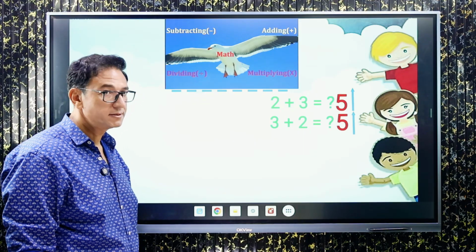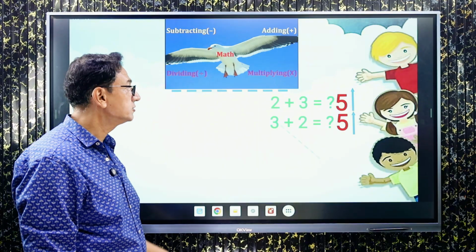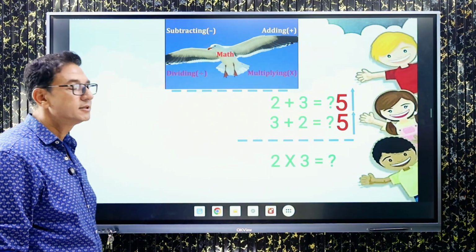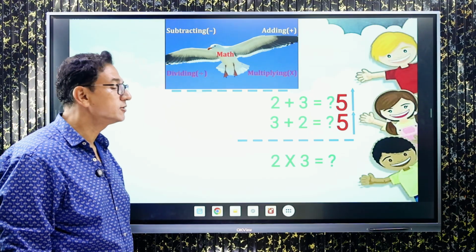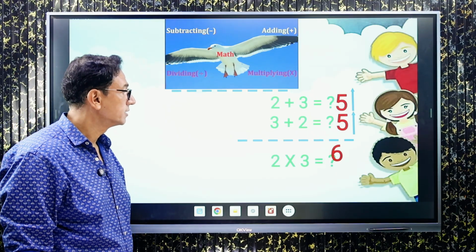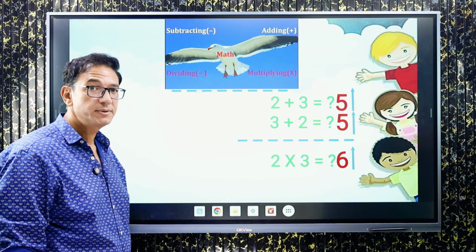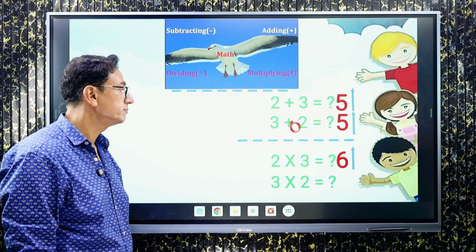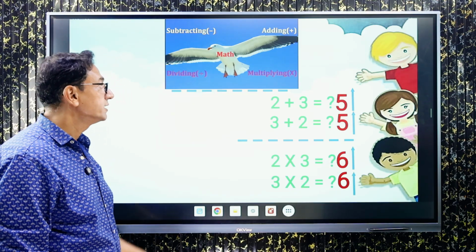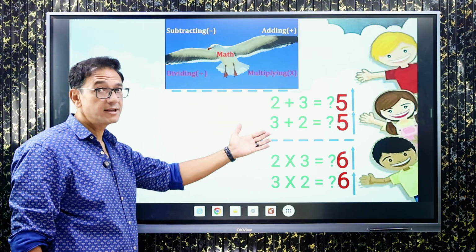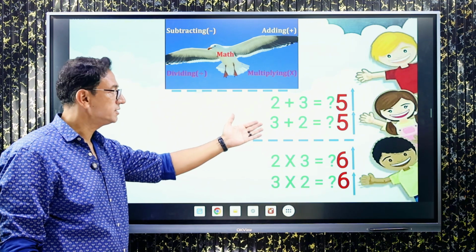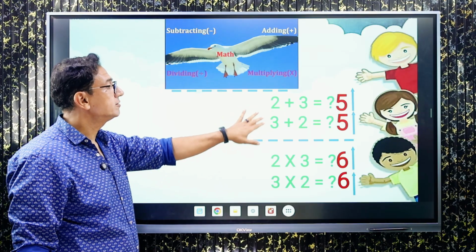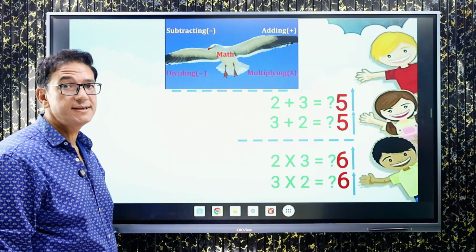They got bigger. What about if we want to multiply 2 times 3? 2 times 3 equals 6. And they got bigger. And 3 times 2 equals 6. They got bigger. So here in adding and multiplying, they are brothers. They are the same.